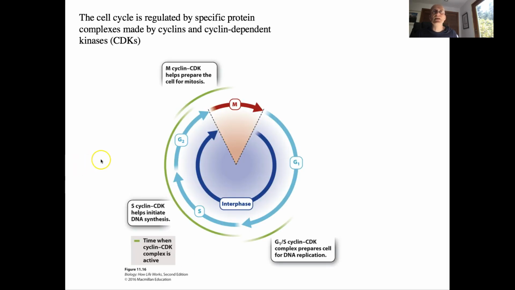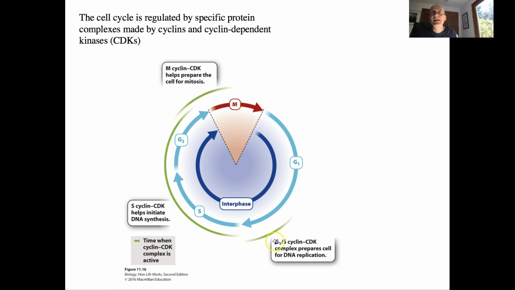Now, within the cell cycle, where do they regulate the steps? It turns out that there are certain times when specific cyclins and cyclin-dependent kinases are transcribed, become active, and work in the correct timing of the movement through the cell cycle. So these green areas here are the 3 different times when different combinations of cyclins and cyclin-dependent kinases come together and regulate the movement of the cell through the cell cycle.